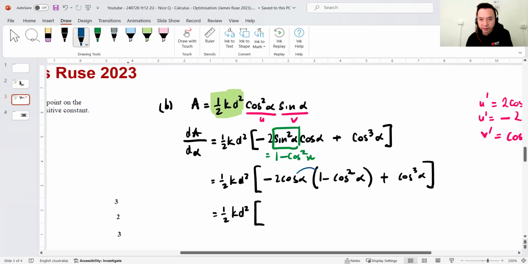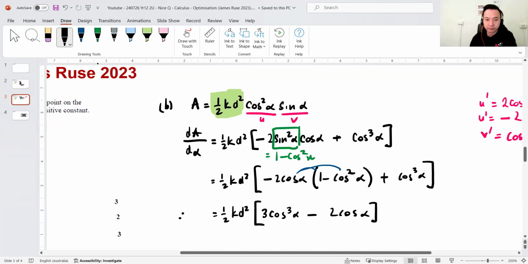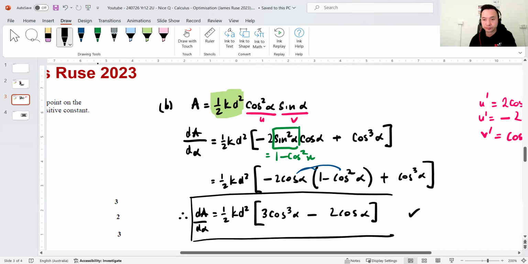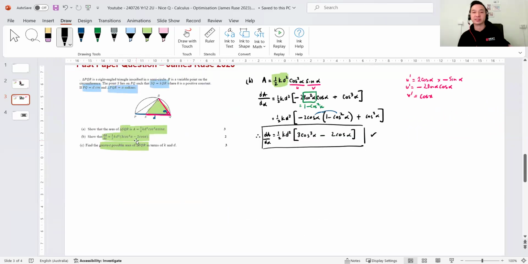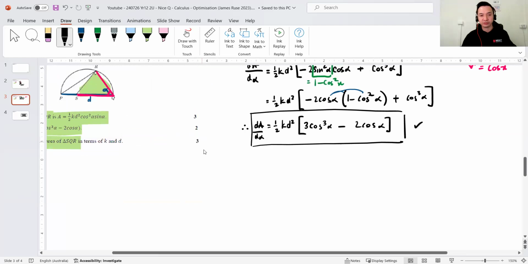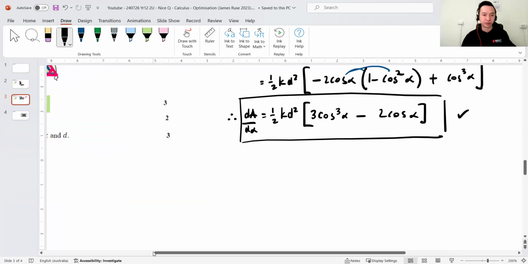Okay, expand that. That's minus 2 cos. Is that what I want? Yeah, perfect. I can just go 3 cos cubed minus 2 cos. Perfect. And that's it. So therefore, dA d alpha is that. All right, exactly what I want. 2 marks, right? Yeah, I think that's fair because it's a pretty involved product rule with trigonometry.